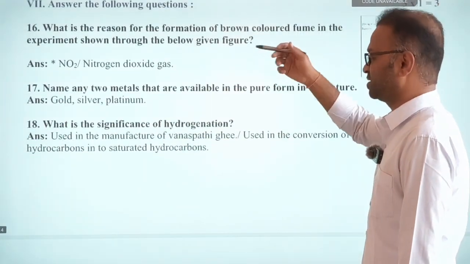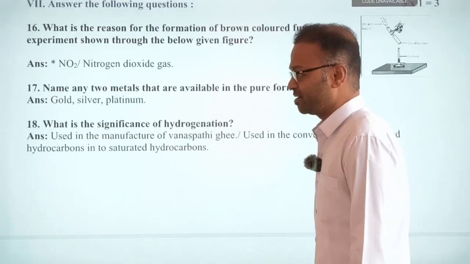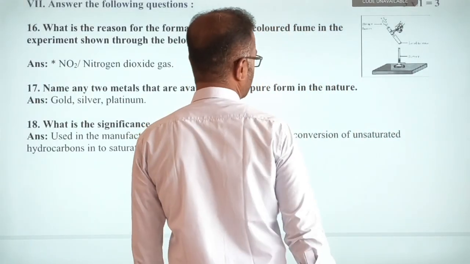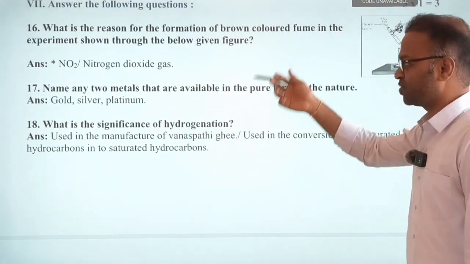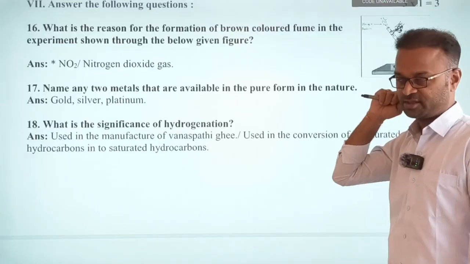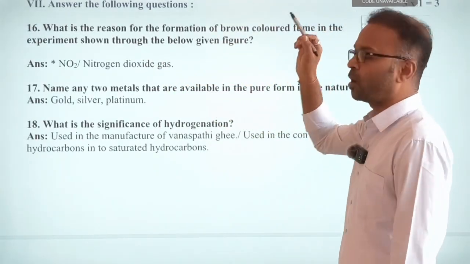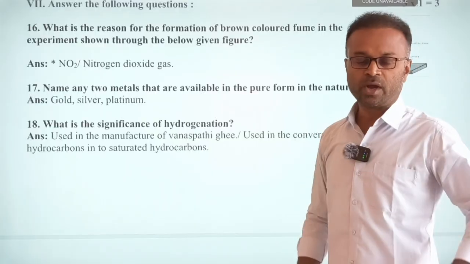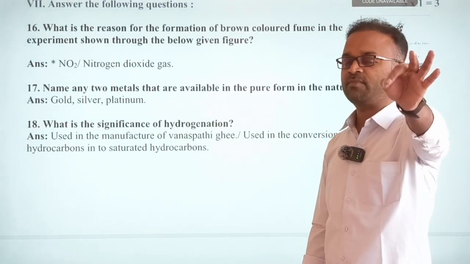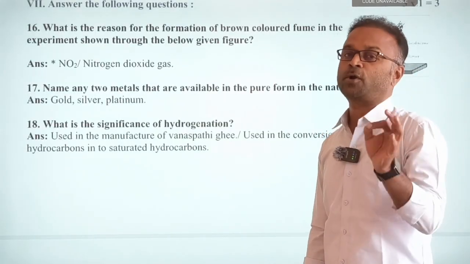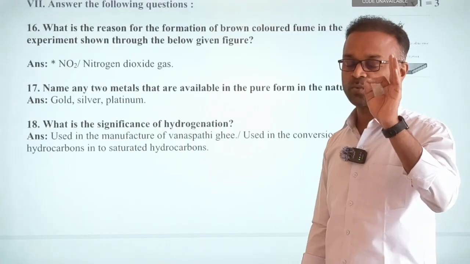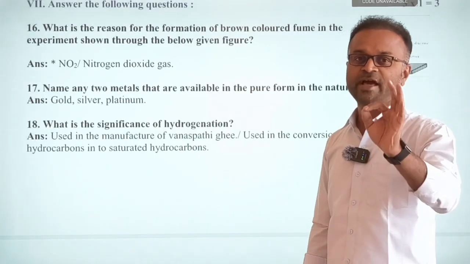Now next, the 7th section: answer the following questions, each carrying 1 mark. Total again 3 questions are there. Okay, 3 questions, each carrying 1 mark. So let us try to understand. What is the reason for the formation of the brown colored fume? Whenever in your board exam they ask about brown colored fume, that will always be nitrogen dioxide.